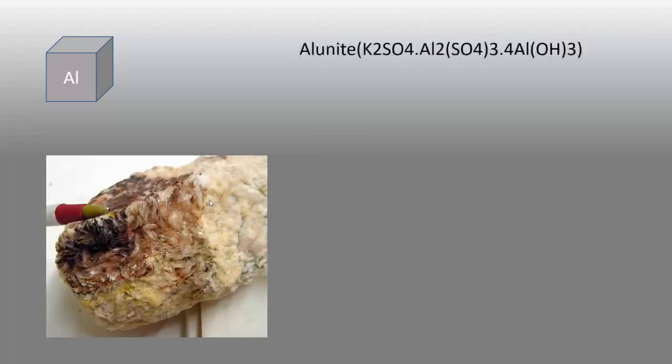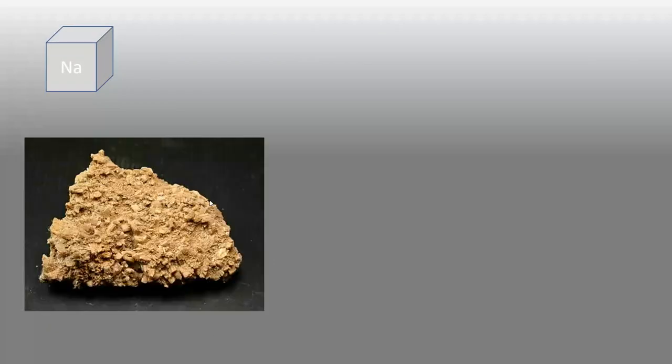Our next ore of aluminum is alunite. It is a hydroxylated aluminum, potassium, and sulfate mineral. As you can see, it is yellowish in color because of the presence of sulfur. Generally it is seen in Rome, in Italy.